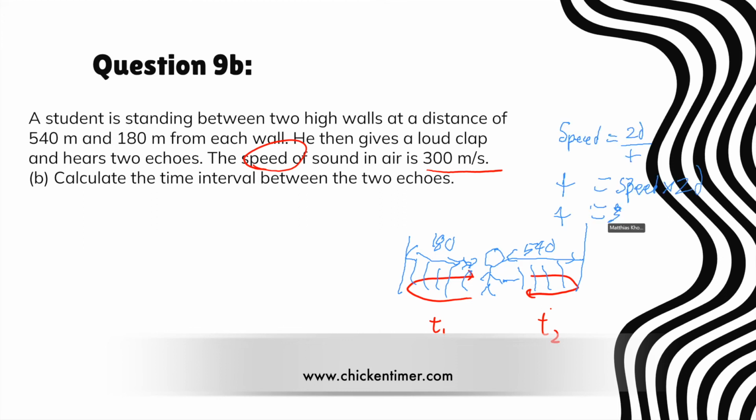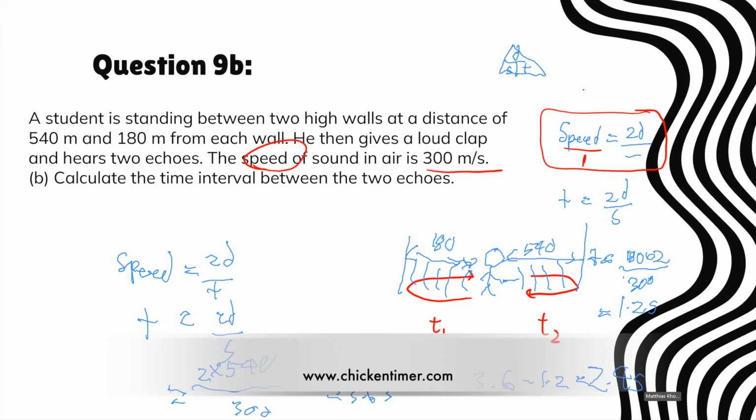Speed equals 2D over T. Look carefully. Okay, time to critique. It gave you these two numbers here. I named the two time intervals for you: T1 and T2. At the very start of your answer, you write the speed of sound is this. Then you give time equals distance divided by speed. So you present this. Then you do your T1, which is 180 times 2 divided by 300, like that. Then you write the answer.